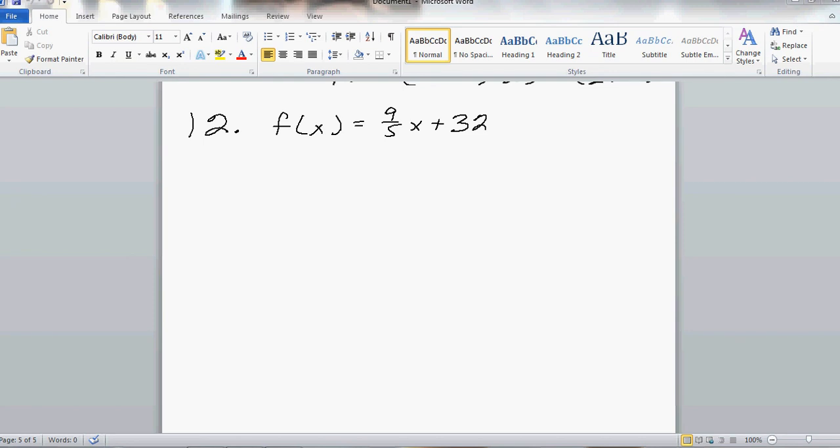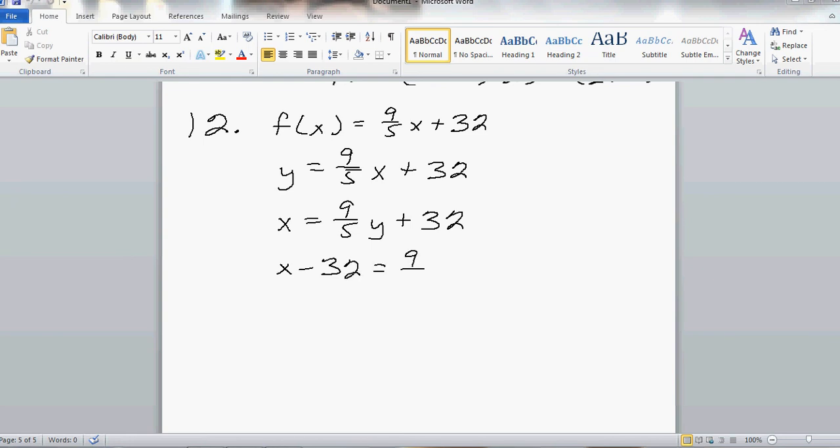And since all we have to do is find the inverse, the first thing we're going to do is get a y. The process is exactly the same. Just because it's in a word problem doesn't mean anything. Switch the x and the y. And solve for y. I'm going to subtract 32. And multiply by 5/9.